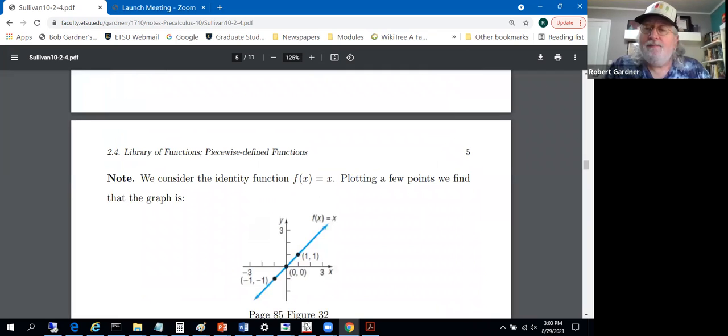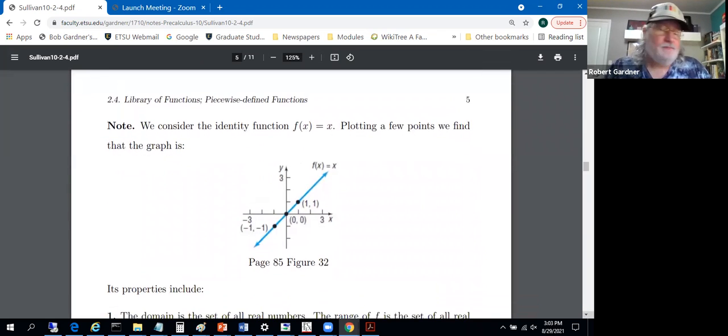Okay, let's look at one a little more interesting. Maybe less interesting, it's less complicated, but one you're more likely to encounter. Adjust my equipment a little bit here. Okay, we're going to consider f of x equals x.